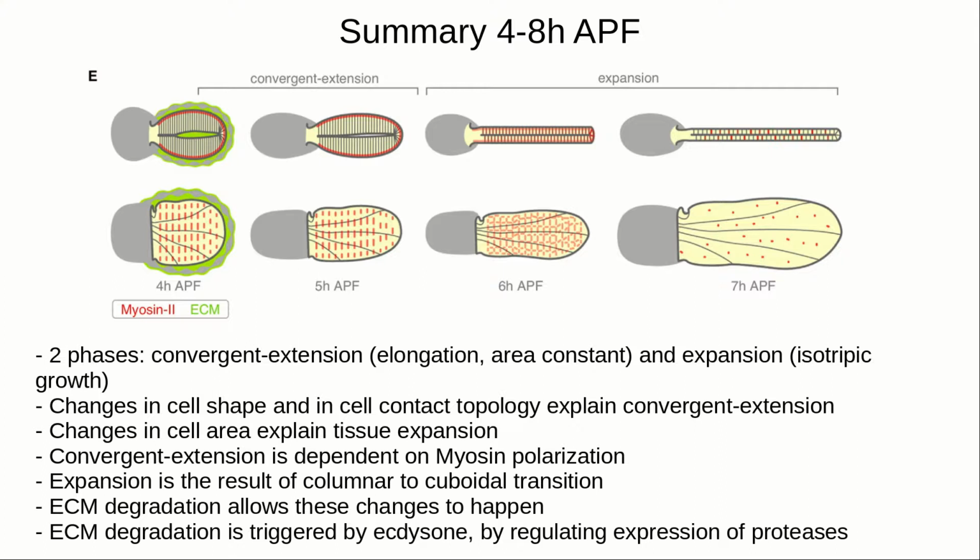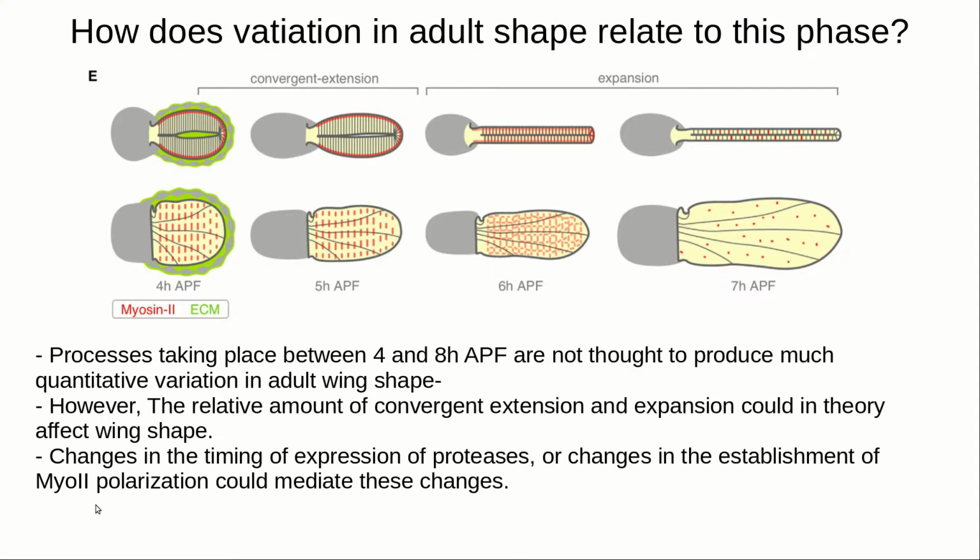The extracellular matrix degradation allows these changes to happen, and this extracellular matrix degradation is triggered by the peak of ecdysone, by which the beginning of the pupal stage is regulated. Finally, this process, or this stage, is not thought to contribute a lot to variation in wing shape in adults.